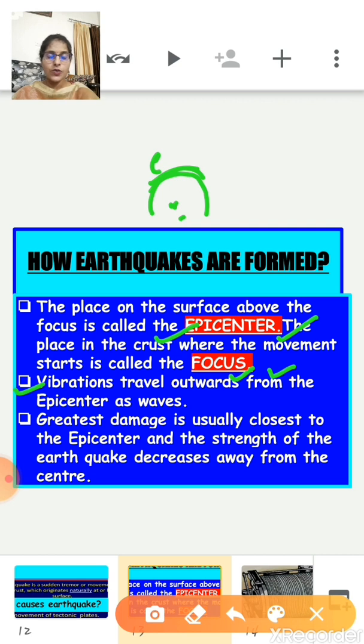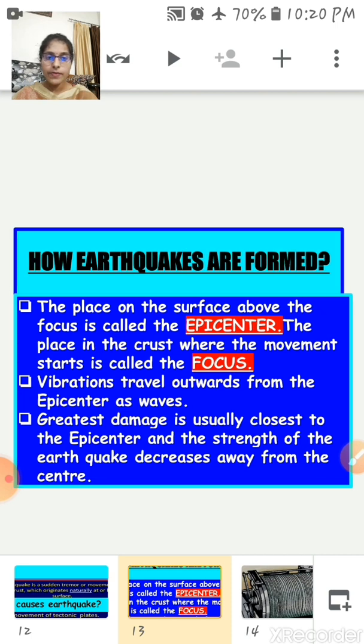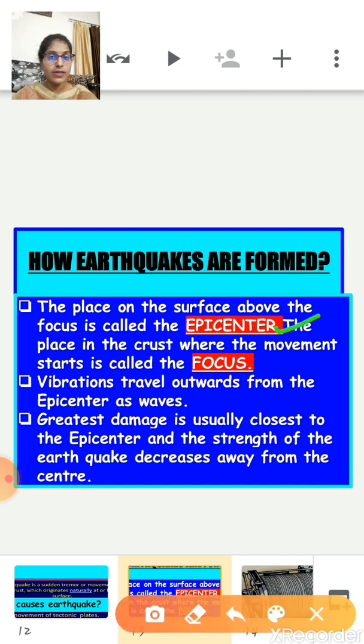Now the vibrations travel outwards from the epicenter as waves in all directions that cause large scale destruction. So the scale of damage caused by the earthquake depends on first, intensity of the earthquake, second, nature of the region or topography, and third one is the human structure or quality, etc. So the damage can be less or more. It depends on many factors, but the large scale destruction is caused near the epicenter. Just remember that.